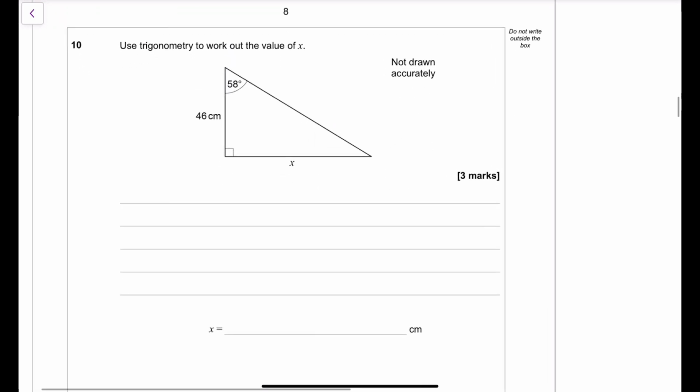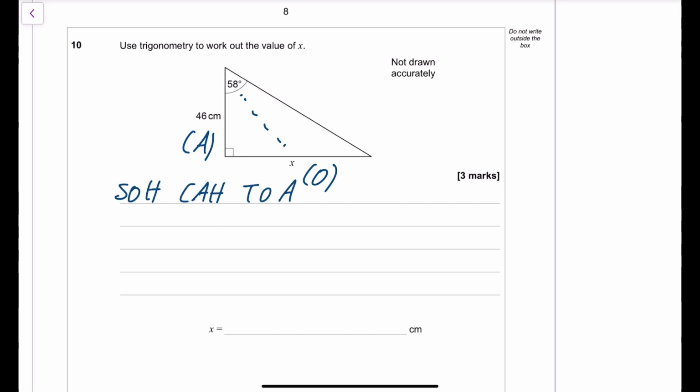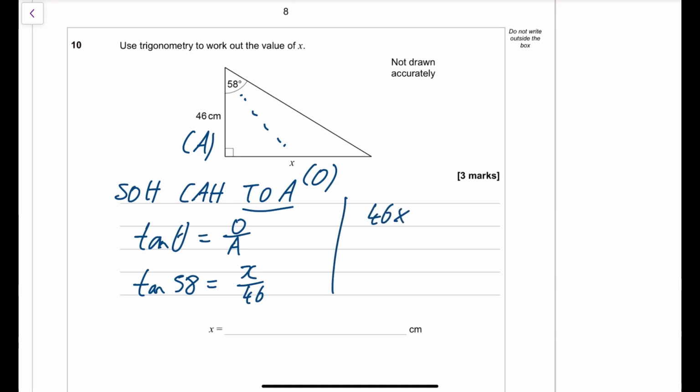There we go. Use trig to work out the value of x. Lovely. Right, 58 degrees, that's my opposite, and this is my adjacent. Let's just write down the old SOHCAHTOA. I've got my opposite and my adjacent, so I'm using tan. Tan of my angle theta is equal to opposite over adjacent. So in this case, tan of 58 is equal to x over 46. Multiply across then, you'll have 46 times tan of 58 is equal to x. So let's just do that. What is that? 46 times tan of 58. Where is it? There we are.